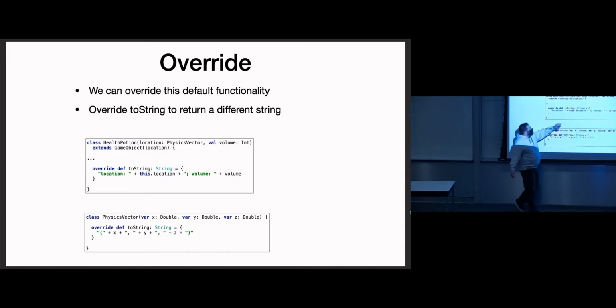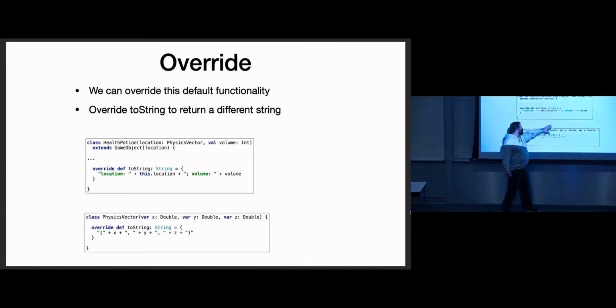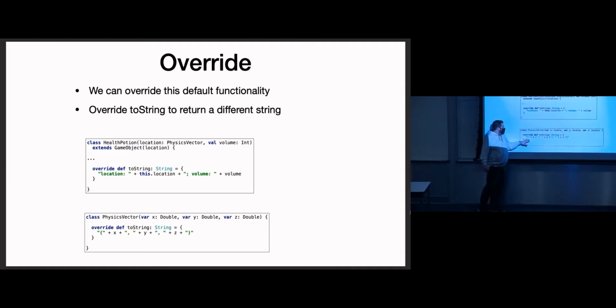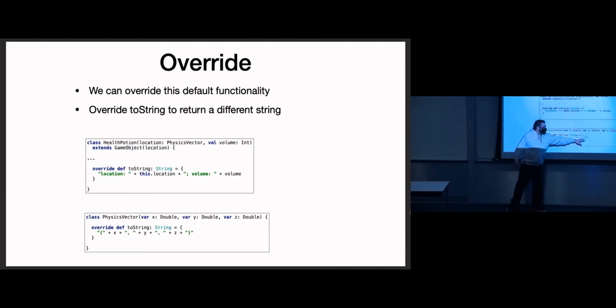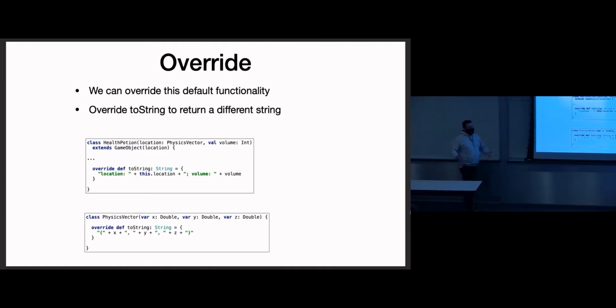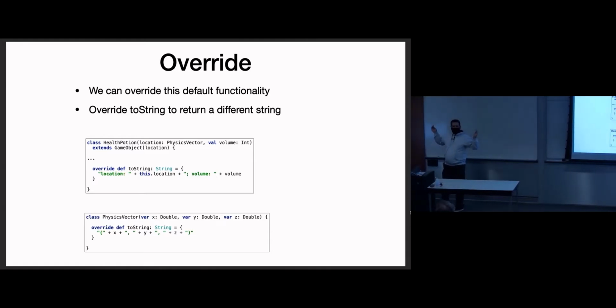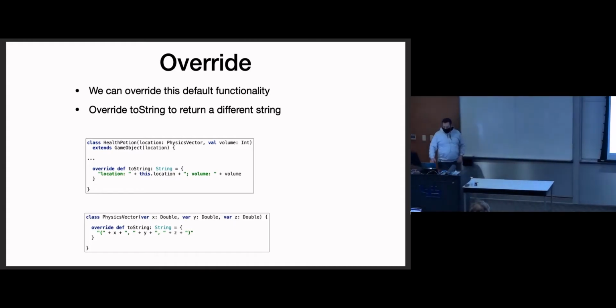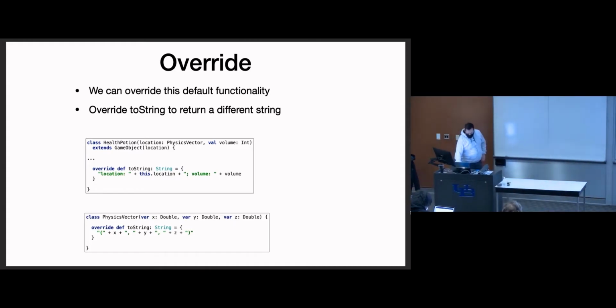PhysicsVector, in this example, location is a PhysicsVector. So let's override that toString also to print out the PhysicsVector in a way that we expect vectors to be printed, with XYZ comma separated and in parentheses. Then it's going to print out a way that we like.